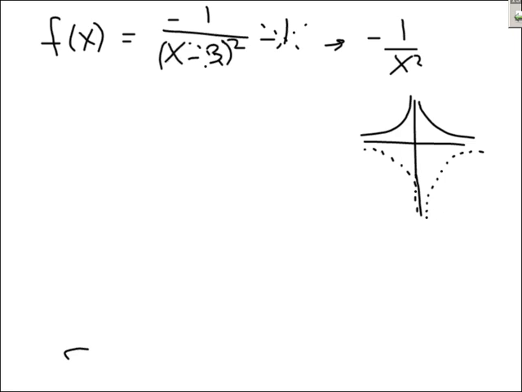Let's find the vertex. What makes this 0 is 3. What this says is negative 1. So I go to that vertex. I go to 3, negative 1.